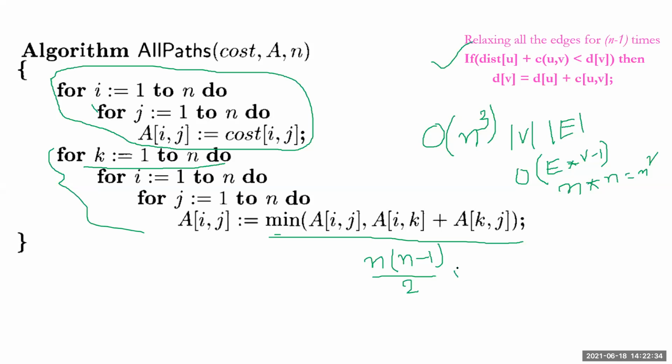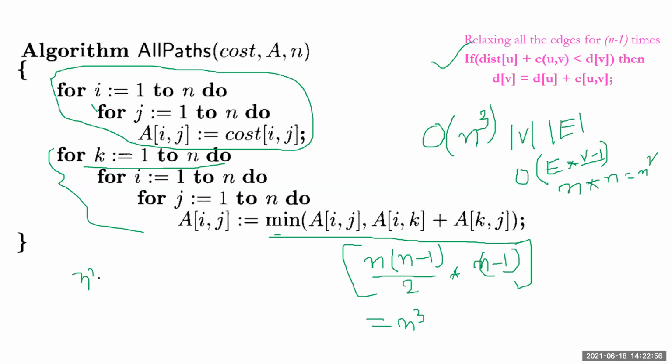Into how many iterations have been taken? V minus 1, where V equal to n, so n minus 1 iterations will be taken. Therefore, if you solve this particular equality, you could get n cube.